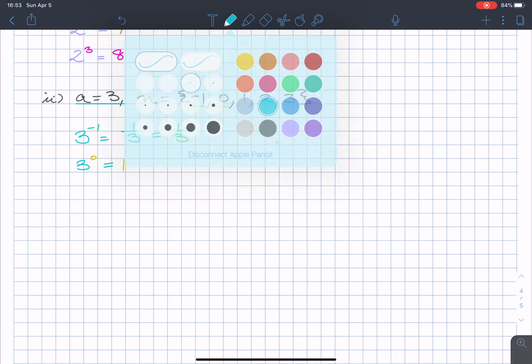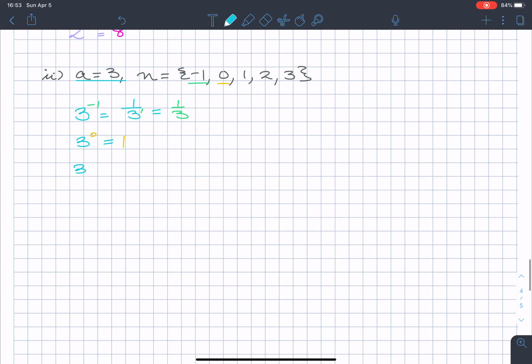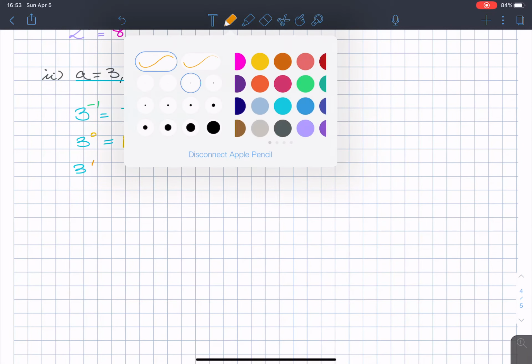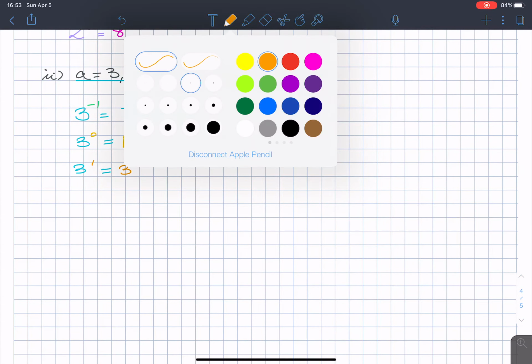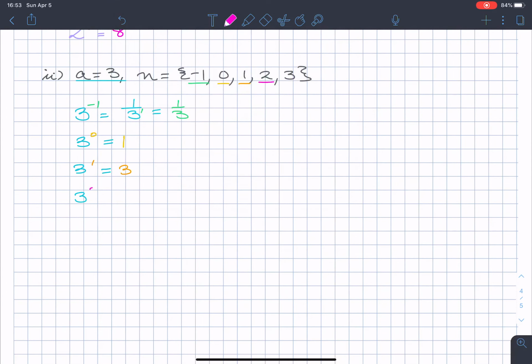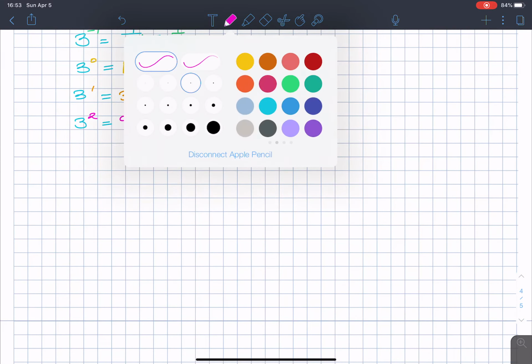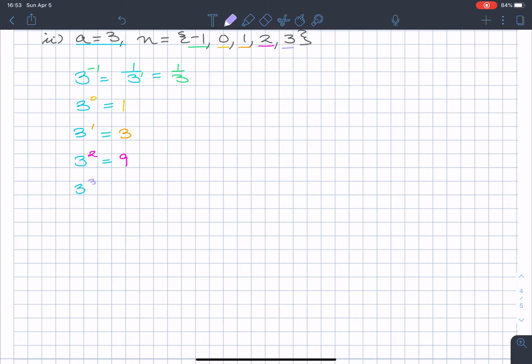Okay, now let's do 3 to the first power. Of course, anything to the first power is just itself, so that's just going to be 3. Then next, let's do 3 to the second power. So 3 squared. 3 times 3 is 9. And finally, let's do 3 to the third power. So that's 3 times 3 times 3, or 9 times 3, which is 27.